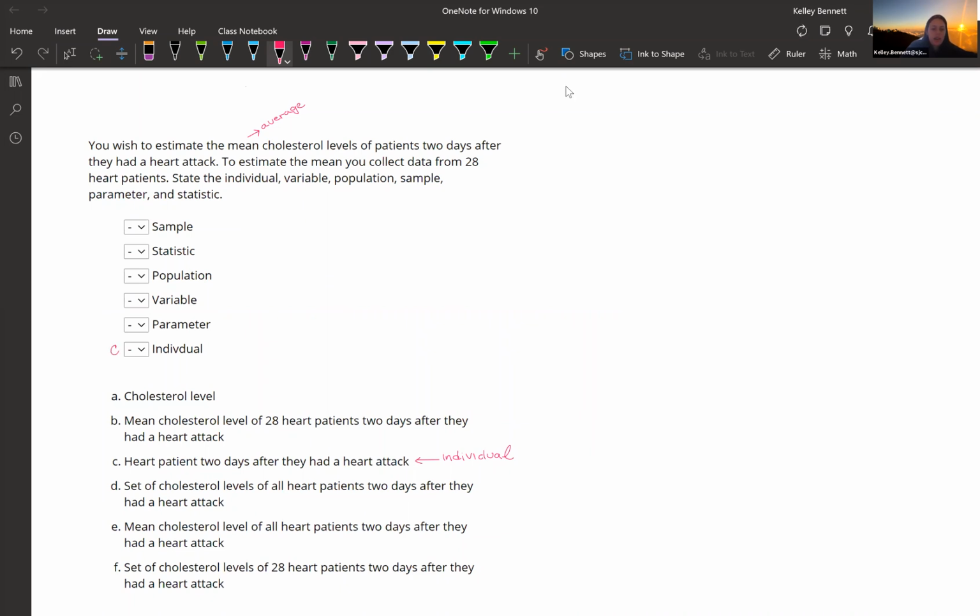All right, let's see if we can figure out sample. So our sample is coming from 28 heart patients. So is our sample 28 heart patients? Kind of. So it's the blank of 28 heart patients. What is it? It's going to be the cholesterol of 28 heart patients. And you're going to take those 28 heart patients and digest that information. So you want to take the set of cholesterol levels of 28 heart patients 2 days after they had a heart attack. So this here is going to be your sample.